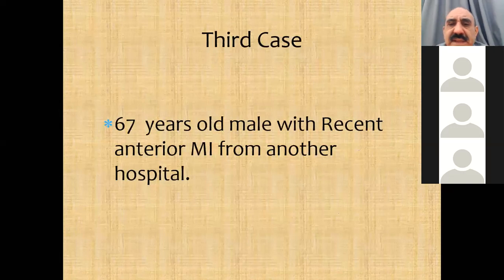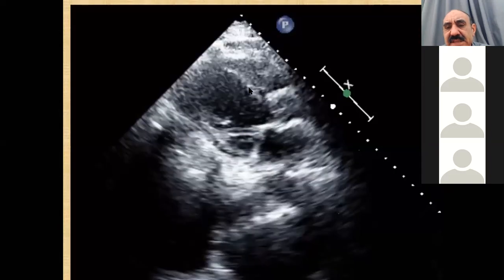So let us take another example of a 67-year-old male with a recent anterior MI. He came from another hospital and was sent to us. This is a static image of the echo. You can see that the anterior wall looks like scarred tissue here. And this is the inferior posterior region, mitral valve, aortic valve. We did not have a clip.